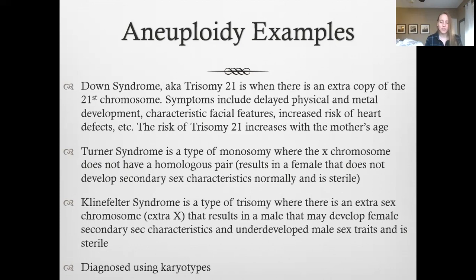And then you should also be able to identify anything that is referred to as trisomy whatever. So if it's trisomy 3, they'll have 3 of the 3rd chromosome. Trisomy X would be 3 X chromosomes, stuff like that. And all of these types of aneuploidy are diagnosed using karyotypes.